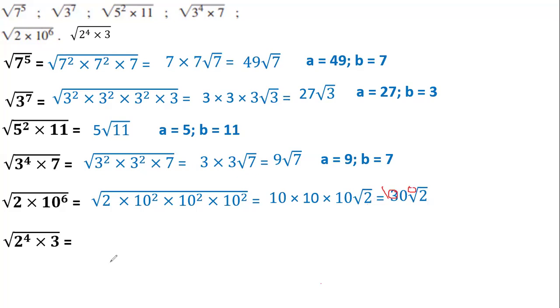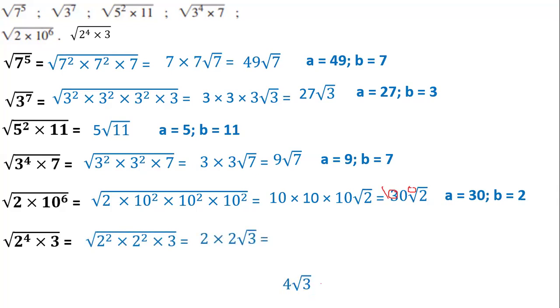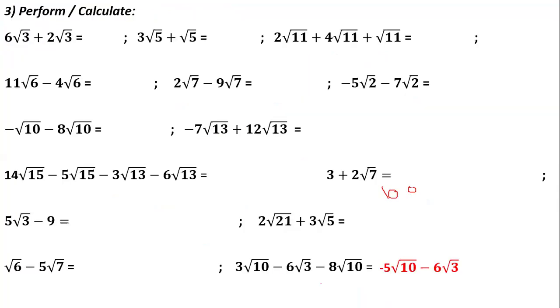Now I will continue, 2 to the power 4. I write it 2 squared times 2 squared. Let me continue. 2 squared times 2 squared times 3. So it is 4 radical 3. So A is equal to 4 and B is equal to 3.